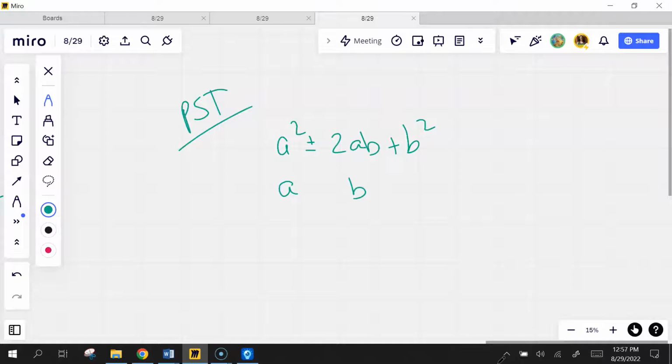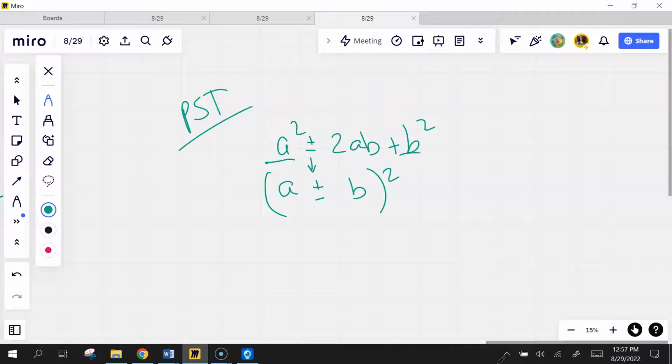So it does the square dance. Square, square, multiply, and double. The square root of the first, the square root of the last, multiplied together, and then doubled. If that happens, then to factor it, whatever the first sign is goes in the middle, and you just put a squared here.